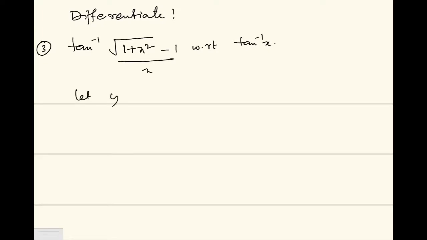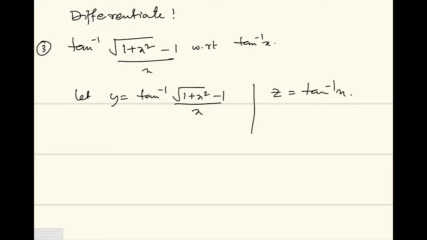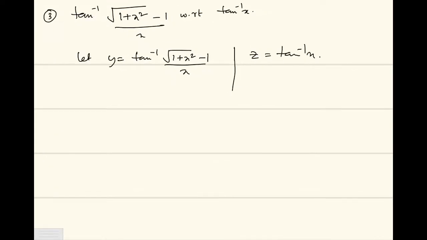Let y equals tan inverse of (under root 1 plus x square minus 1) divided by x, and on the other side z equals tan inverse x. So I have to differentiate both with respect to x and then combine them. Got it? So let's start.